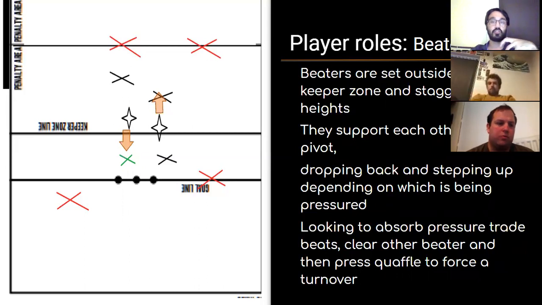Okay, but essentially they are looking to work together as a pair, push and pull on defense, draw them in, and then look to make a turnover. Okay, and we're going to see some examples of that in a sec. But the communication between the two is also important.